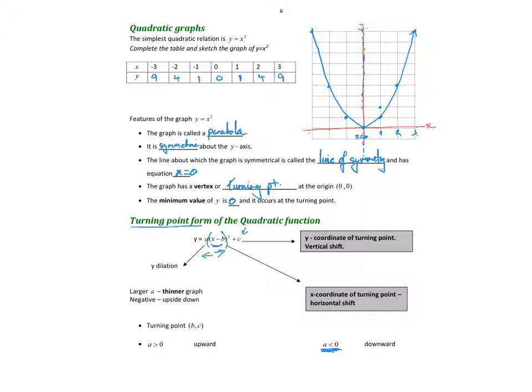Okay, so if it's x minus 2, it shifts 2 units to the right. If it's x plus 2, it's 2 units to the left. So it's my horizontal shift, and the c value is my vertical shift. It shifts it up and down. So a +1 brings it up 1 unit, a -1 takes it down 1 unit. So the turning point is at the point (b, c), and as I said, if a is greater than 0, it's an upward parabola. If a is less than 0, it's an inverted parabola.